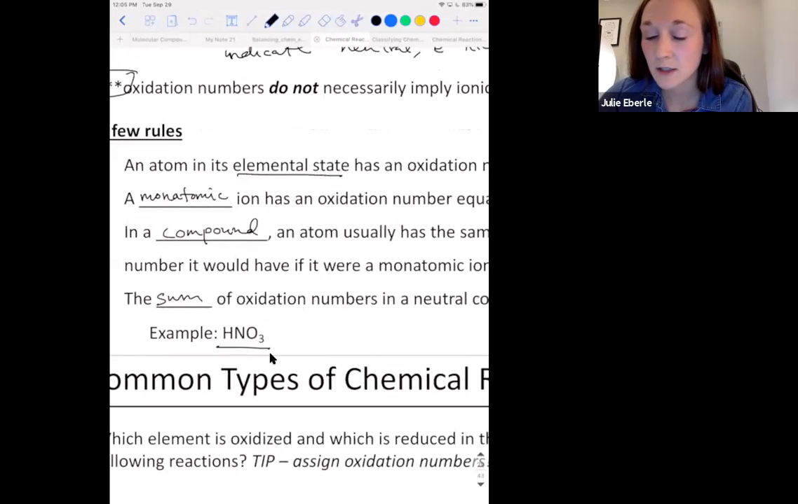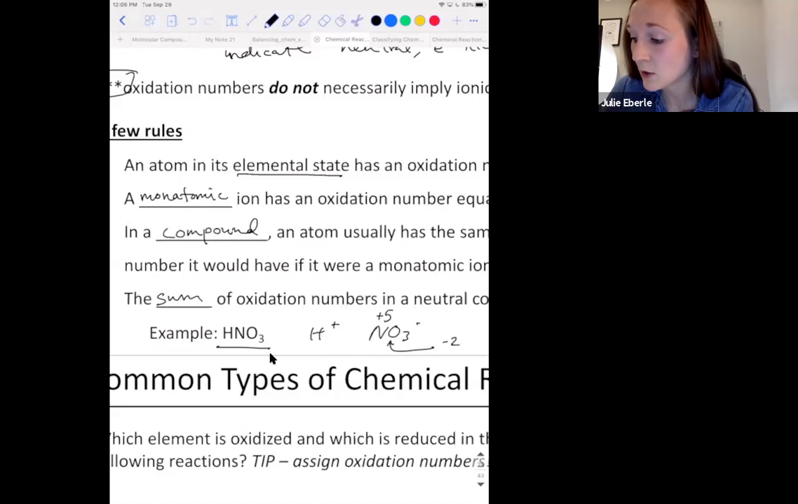But if we assign oxidation numbers to this, remember we have H plus and we have NO3 minus. If I assign oxidation numbers here, nitrogen gets an oxidation number of +5. And each oxygen, there's 3 of them, gets a -2, because the total has to add up to -1. So what's bizarre here is what I'm going to circle in red. Nitrogen having a +5 oxidation number, that's bizarre.